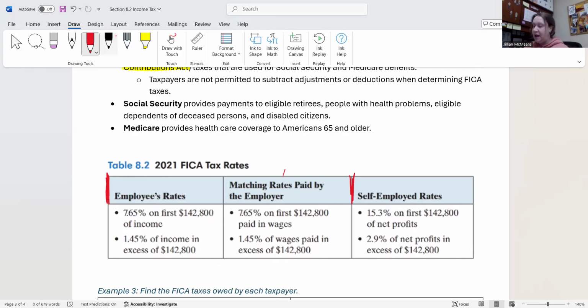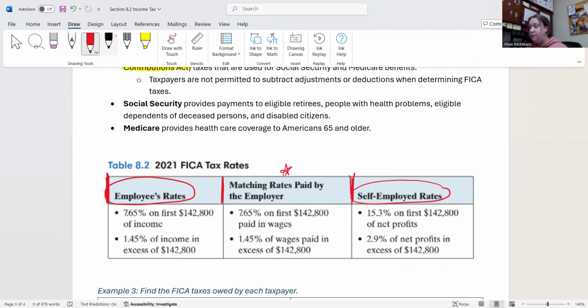We don't actually have to calculate this one. We're just going to look at this little box right here and then this little box right here. So we're going to see what you, a taxpayer, would pay out if you are employed by someone else, and then again, if you are self-employed. Okay, so if you are employed by someone else, the way this works, for the first $142,800 of your gross income, you pay 7.65%. After $142,800, you only pay 1.45%.